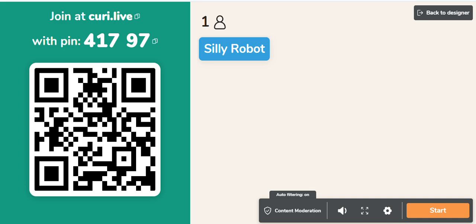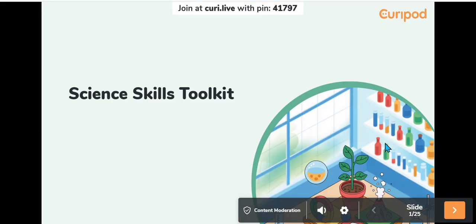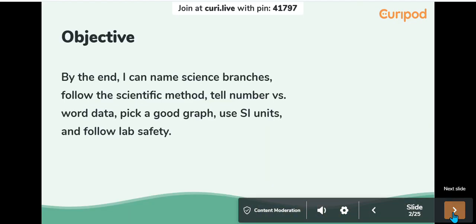So today we're going to be doing a lesson from the Big Fat Notebook of Science for middle schoolers, but this is more of a straightforward concept, so anyone can really do this. Doesn't matter what grade you're in, so let's get started. Alright, so this is the Science Skills Toolkit. The objective of this lesson is, by the end, I can name science branches, follow the scientific method, tell number versus word data, pick a good graph, use SI units, and follow lab safety.